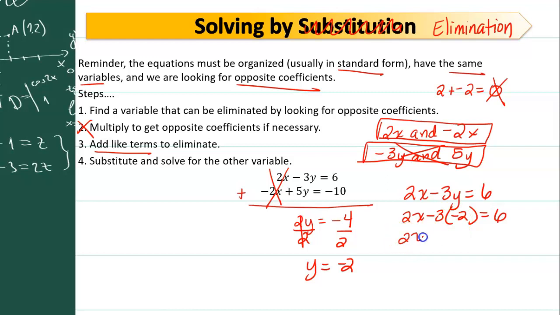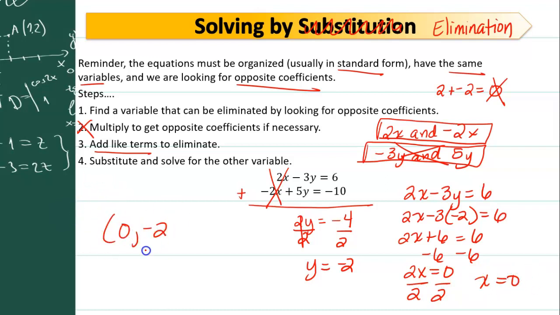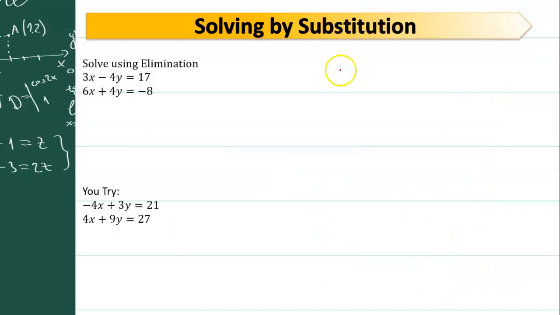-3 times -2 is +6. Now this is just a two-step equation. Subtract 6 from both sides, so 2x equals 0. Divide both by 2, and so x equals 0. So remember, my solution is always an ordered pair, (0, -2). If you don't have this problem written down with these steps, I want you to pause the video and write that down now. Again, this should say solving by elimination. Sorry about that.